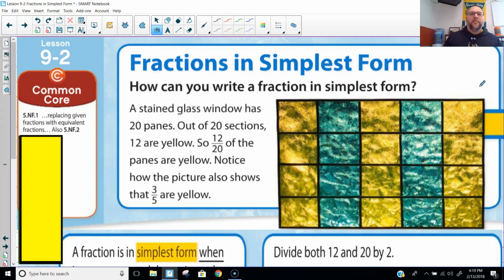Hey students, welcome to Math Lesson 9-2. Today we are going to talk about putting fractions in the simplest form.